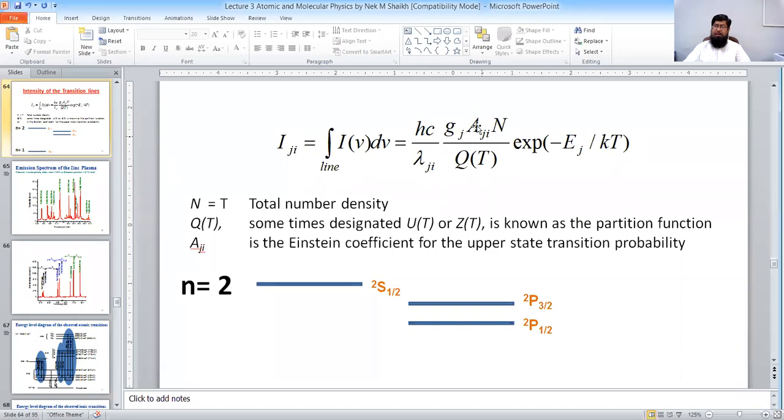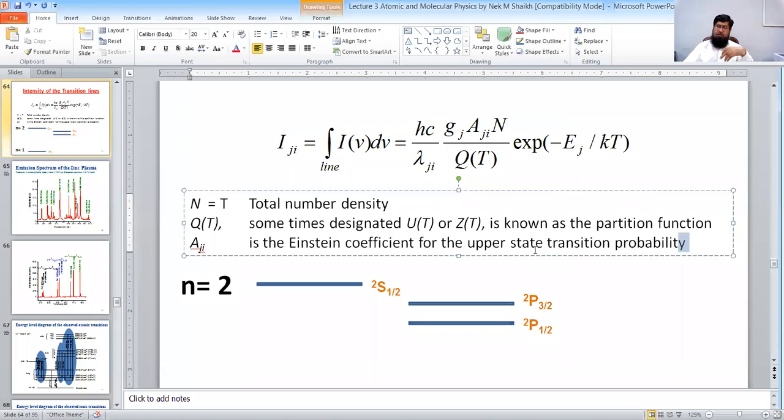This A is known as the probability, the reciprocal of the lifetime of the level. You know that when an electron is excited, its excited state has a lifetime, which is approximately equal to 10⁻⁸ seconds, and the reciprocal of the lifetime is known as the transition probability. This A is known as the transition probability or Einstein coefficient of the upper level, and it is the reciprocal of the lifetime of the electron in the excited state.